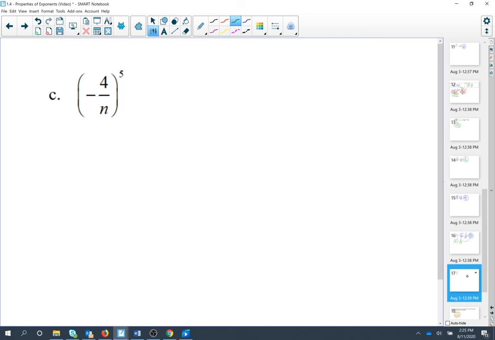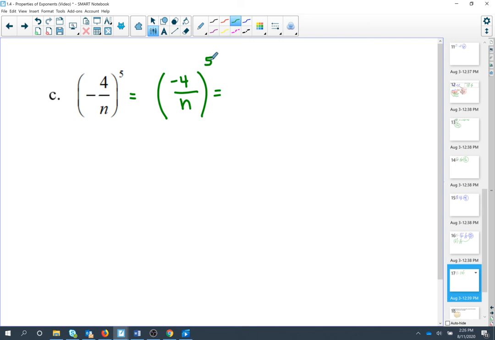Letter C, negative 4 divided by n over 5. Now, usually when I'm dealing with a negative, if it's out front, I like to assign it to one of these variables, and I typically stick it up here in the numerator just so I can keep track of it. So I would look at this more as negative 4 over n to the 5th. That way I kind of know who it's going to.